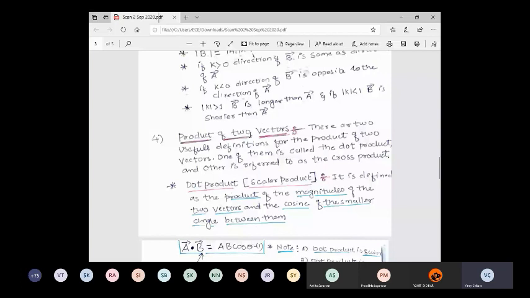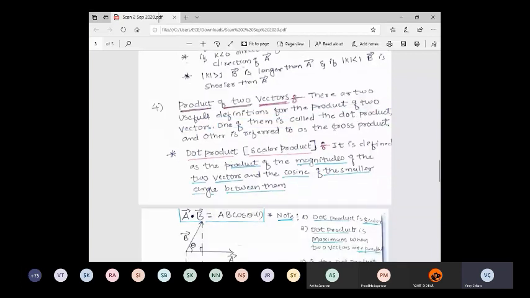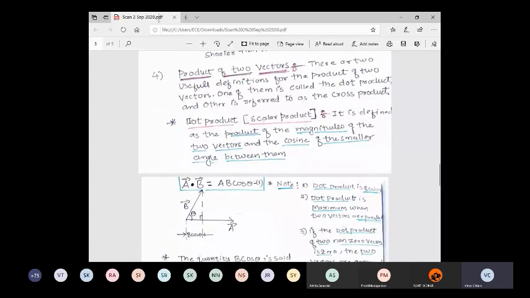And we say that there are two useful definitions for the product of two vectors. One of them is called the dot product. It is also given the name scalar product, and the other is referred to as the cross product, which is a vector product. Okay. So first we'll discuss the dot product, which, as I told you, is also called a scalar product. Now it is defined as the product of the magnitudes of two vectors.